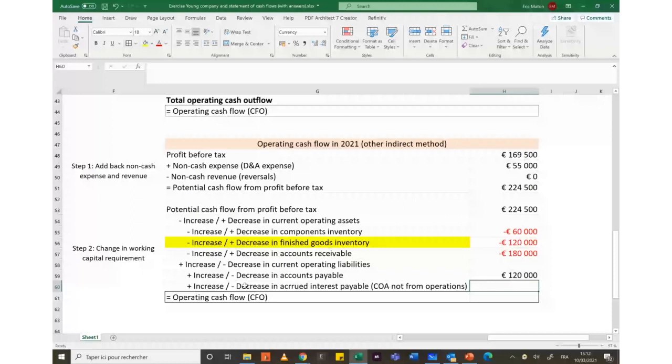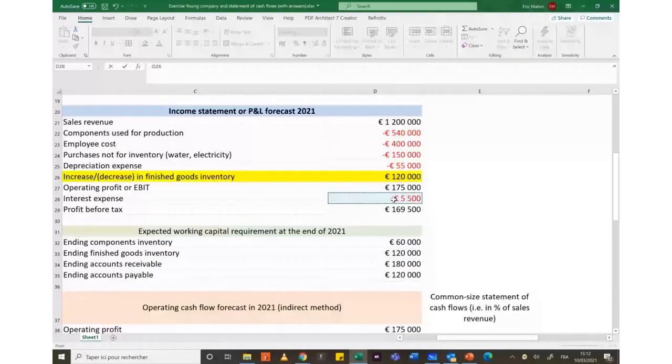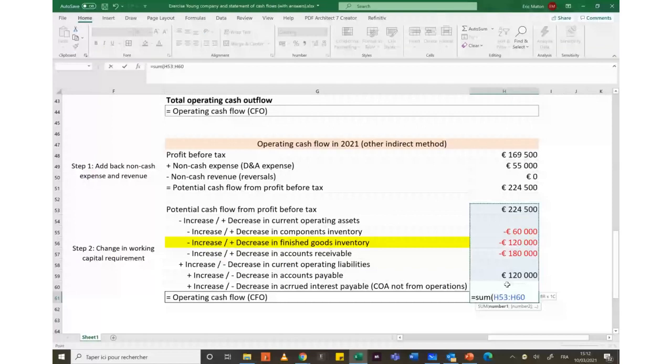So we do the reverse. It was minus in the P&L. So now it's plus because we increase the accrued interest payable. We start from 0, and now we create 5,500. Now we can add everything from the potential cash flow from profit before tax to the accrued interest payable. And again, we have the 10,000.